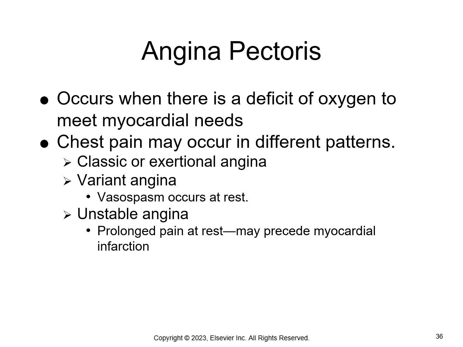Chest pain can happen in a variety of patterns. It could be classic or exertional angina, variant angina in which vasospasms occur at rest, or unstable angina, which is a more serious form. Unstable angina refers to prolonged pain at rest and of recent onset. It may be the result of a break in an atheroma. This can happen right before an MI.